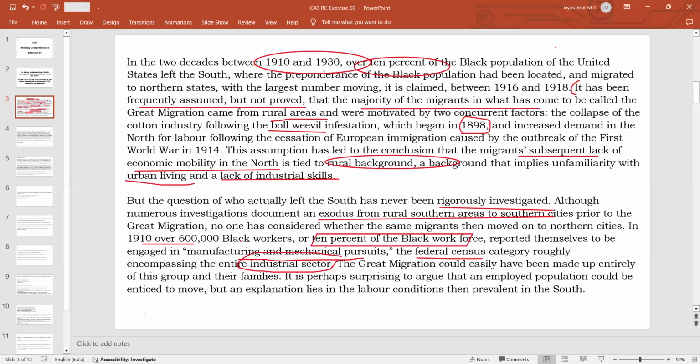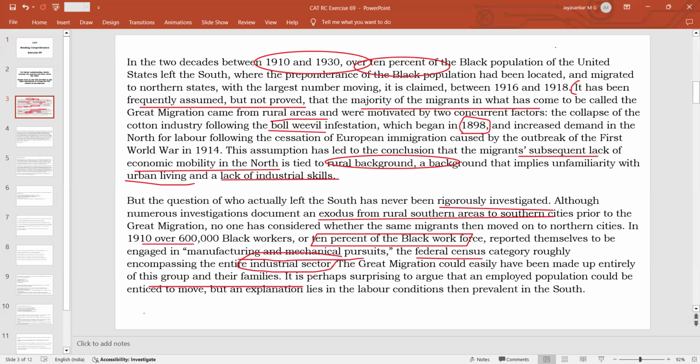So that is why he says that the same 10 percent of the black workforce who were already in the cities in the southern United States might have migrated to the north, and not the rural workers as stated in the first paragraph. So this is why he says that this Great Migration could easily have been made up entirely by this group of 10 percent of the black workers who were already employed in the cities in the industry. So they were skilled workers in the cities in industries in southern United States.